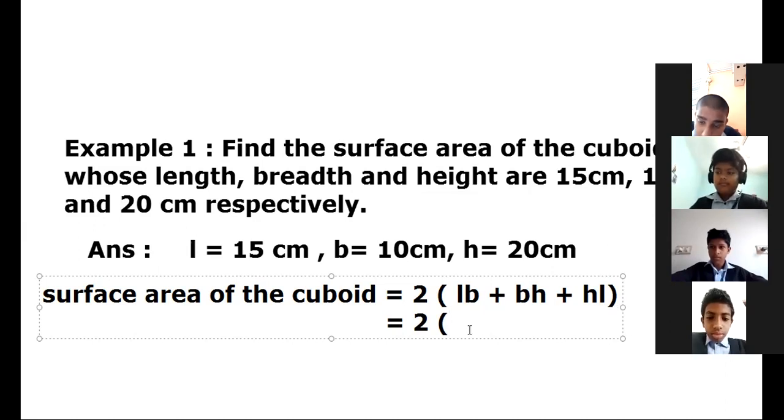What is L? L into B. L is 15 centimeter, B is 10 centimeter. Yeah, 15 into 10.